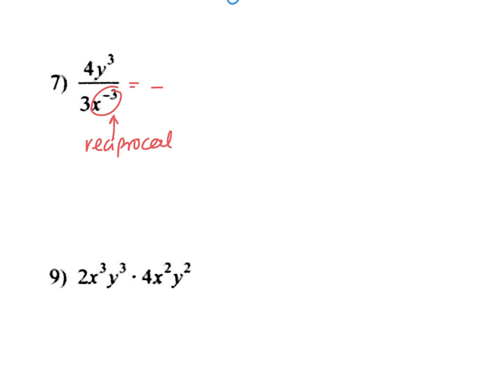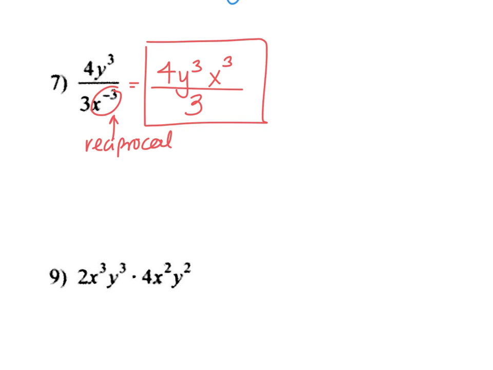Which means when I rewrite this, I now have 4y to the third, x to the third. It's going to become positive when it flips, with a 3 left on the bottom. And if you look at that problem, there's not anything there to simplify. The 4 and the 3 can't divide in any way, and you can't combine y's and x's or cancel anything, so that's my problem, or my answer rather.